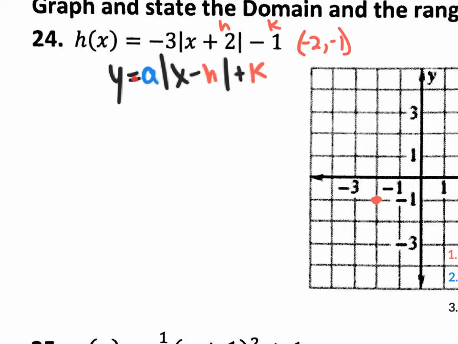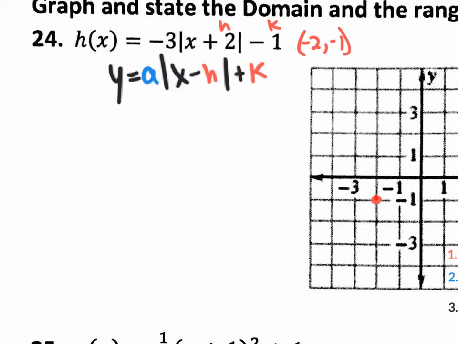So just to remind you guys, this is the form that we need to have memorized, that we need to understand. The a value is kind of like our slope. That's why I drew it in blue. I always do my slope in blue. The h, you always think opposite, and the k value, you take it for what it is. So there's our (h, k) value, (-2, -1). The a value is -3.